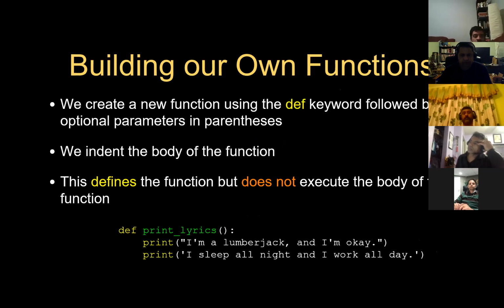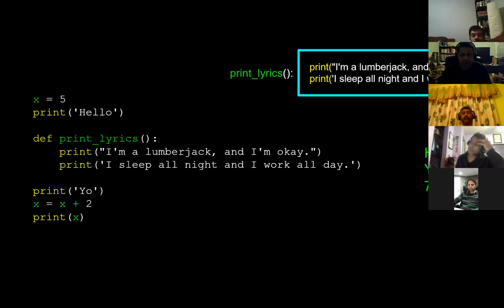So for your own function, you have to define the function first. So this is how you define the function. It's very simple. So here, what I do is I define a function, print lyrics. I put something there, and in this code, x equal to 5, I'm writing print hello, and then print yo, and then x equal to x plus 2, and print x. When this code is going to execute, what will be printed on the screen?